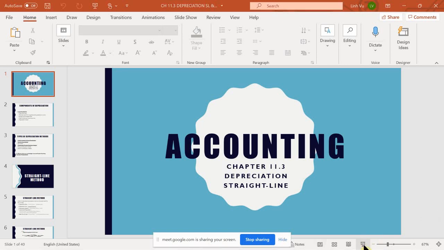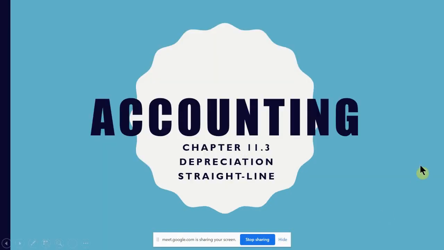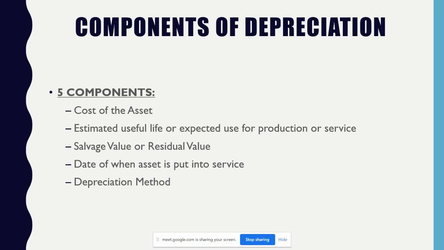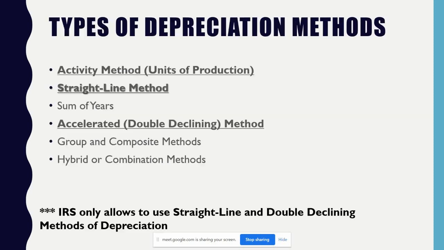11.3 is going to be the last depreciation method, which is straight line. This is going to be one of the easiest, or the easiest one to do. Again, it does use all the 5 components, and this time, instead of using units produced, it uses the estimated useful life.